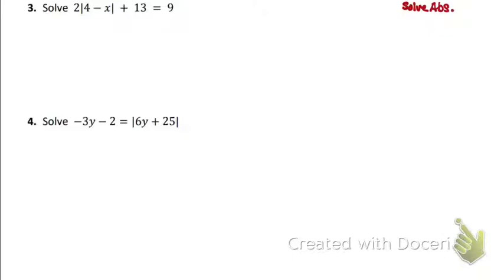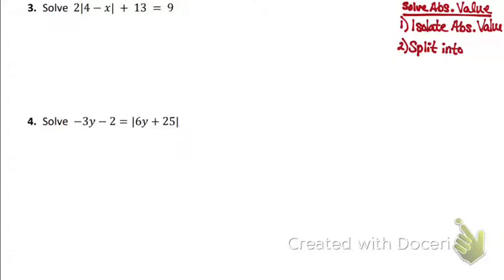To solve an absolute value problem. 3 and 4 are both absolute value problems, so I'm going to write these down as our steps for both of them. First thing we have to do is isolate our absolute value. Once we have the absolute value isolated, we will split it into the 2 cases. Then we will solve each of those cases. And the last thing you have to do is check.